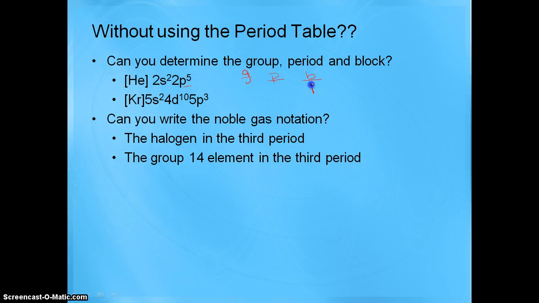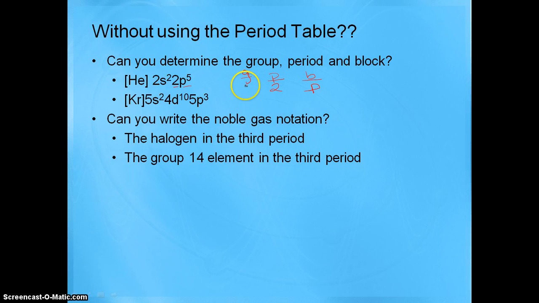The next easiest one is your period. The period is what energy level you are. You look at your big numbers, not the superscripts, and you look at what the biggest one is by value. Here we have a 2 and a 2. So you are in period 2, the 2nd row.